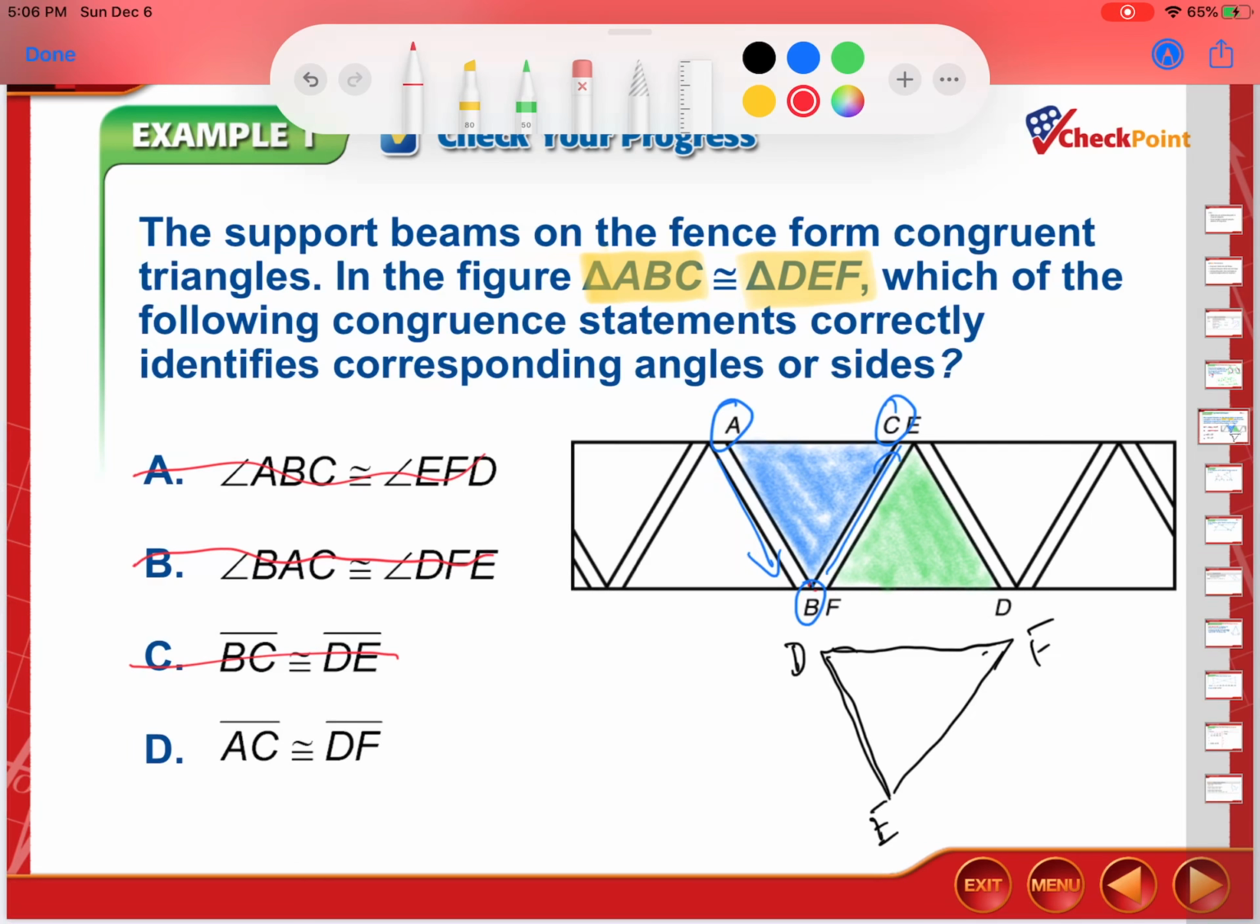And then our final option, which must be true because none of the other ones were. Oh no. Let's see if I can get that. There we go. Our final option, which we know has to be correct because the first three weren't, is AC, which is this line that goes from the top to the right, and DF, which goes from the top left to the right. So it's that top line as well. Since those are in the same position, we would say D is true.